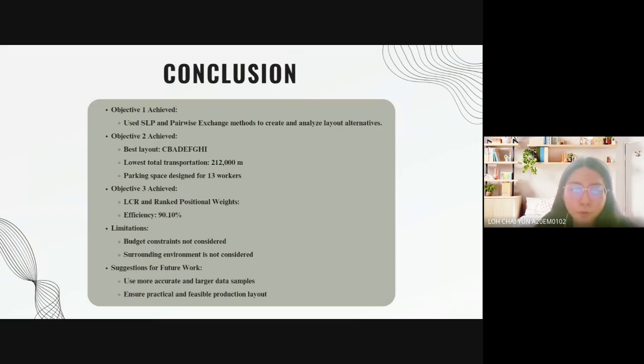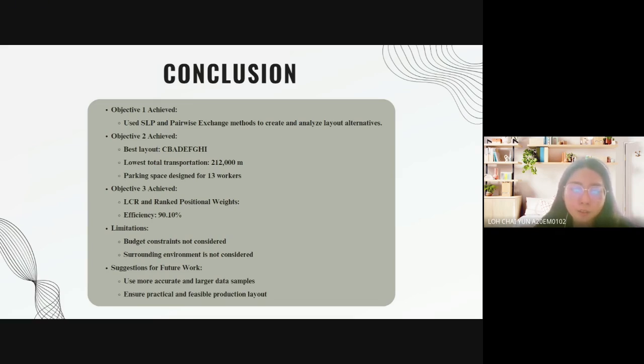The best layout is CBADEFGHI, with the lowest total transportation of 212,000 meters. The parking space is designed for 13 workers. The LCR and rank positional weight method are used for line balancing, with an efficiency of 90.1%.